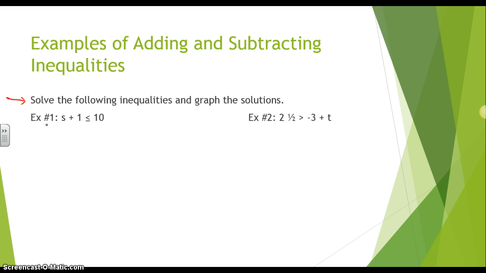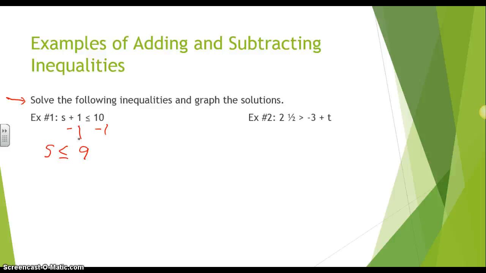We want to solve the following inequalities and then graph them. Notice the first example, we have s plus 1 is less than or equal to 10. The first step is to get that variable s all by itself on the left. So I need to take the inverse operation of adding 1. I'm going to subtract 1 on the left, subtract 1 on the right. So I'm going to have s is less than or equal to 9. So s can be any value that is less than or equal to 9 to make this true.